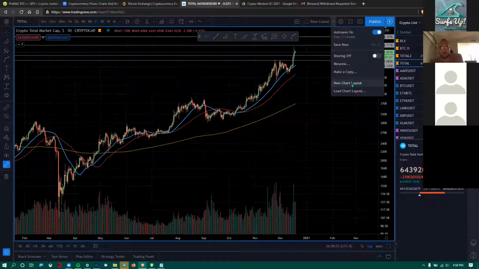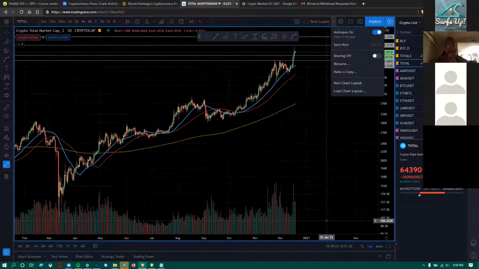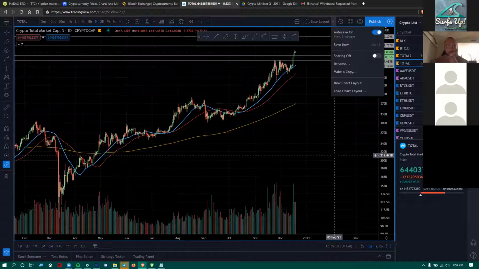And when you load a new chart, all your indicators will already be on there. So you don't have to go over to indicators for every single chart and put them on your screen. So you're basically making a template that you can load on every chart. Exactly. Yeah.